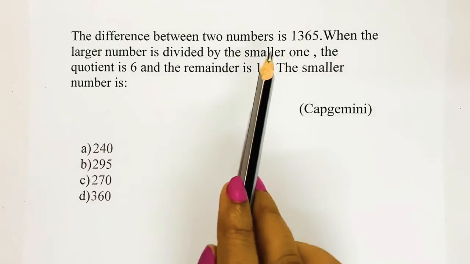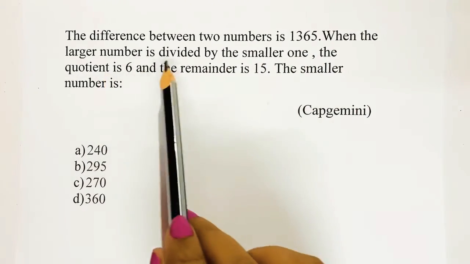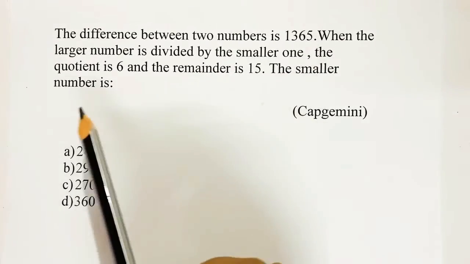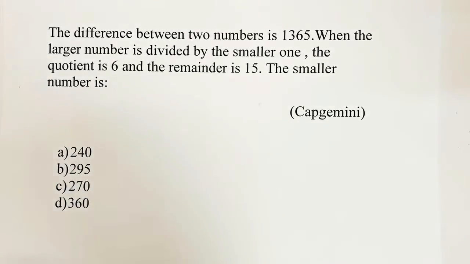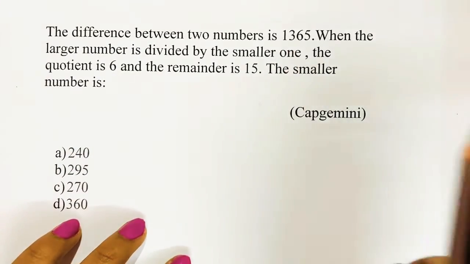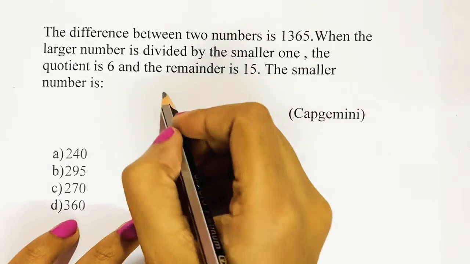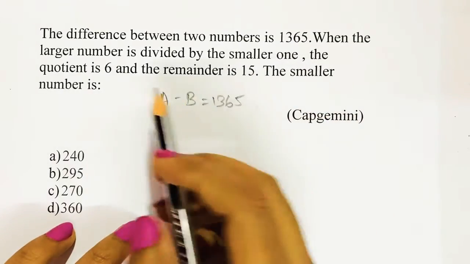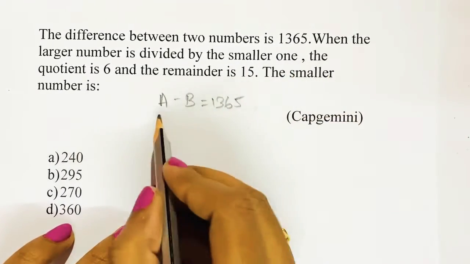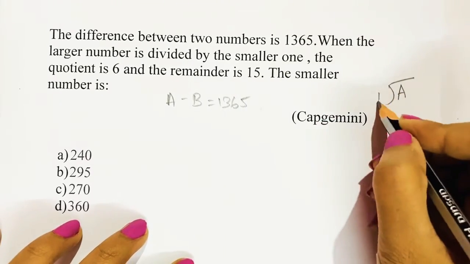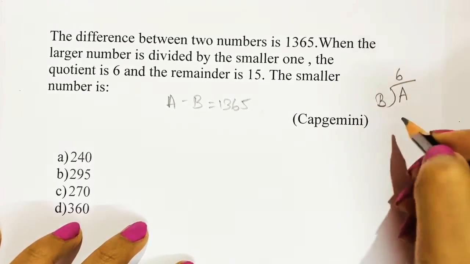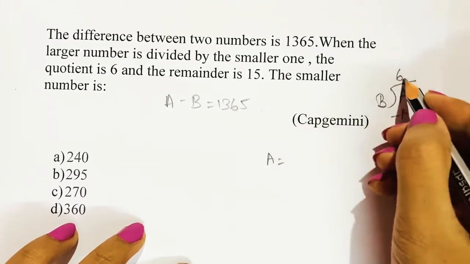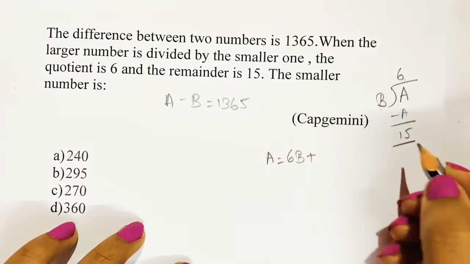The difference between two numbers is 1365. When the larger number is divided by the smaller number, the quotient is 6 and the remainder is 15. The smaller number is... they are saying that the difference between two numbers is 1365. Let's consider the two numbers to be A and B. A minus B is equal to 1365. When the larger number is divided by the smaller one, the larger number will be A. When it is divided by the smaller one, the quotient is 6 and the remainder is 15. So we can write A is equal to 6B plus 15.